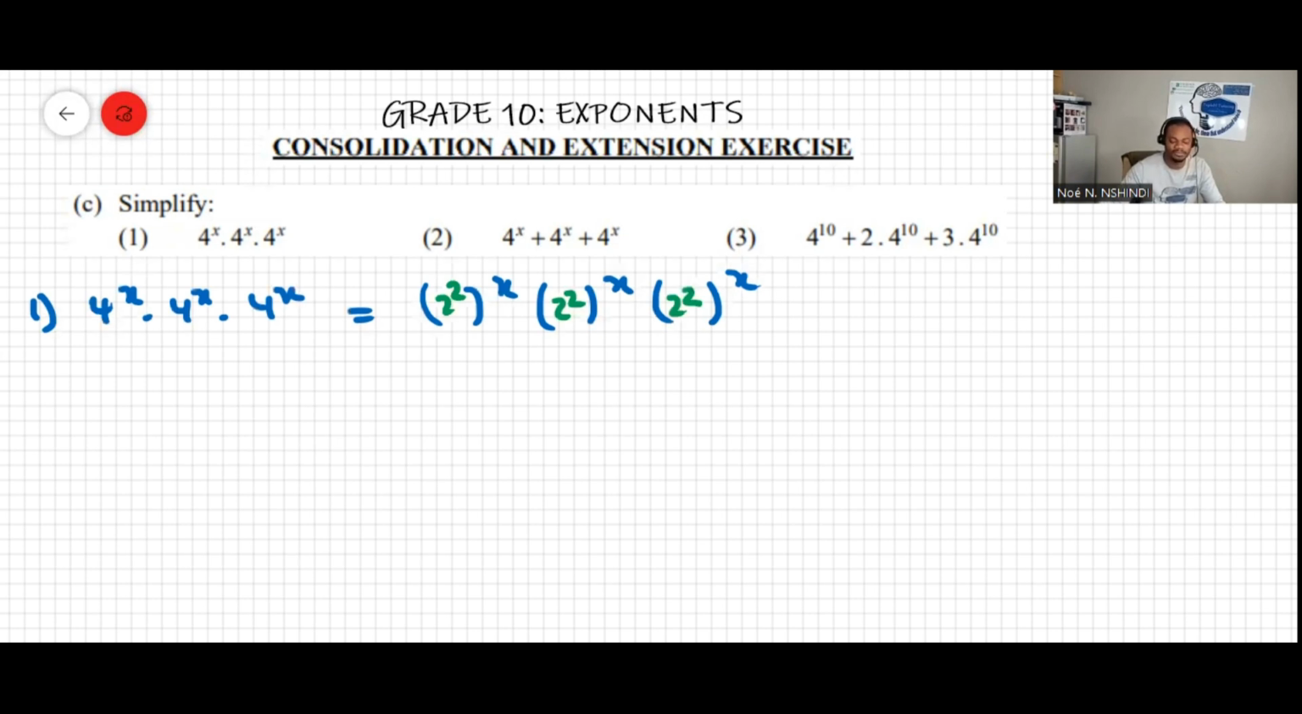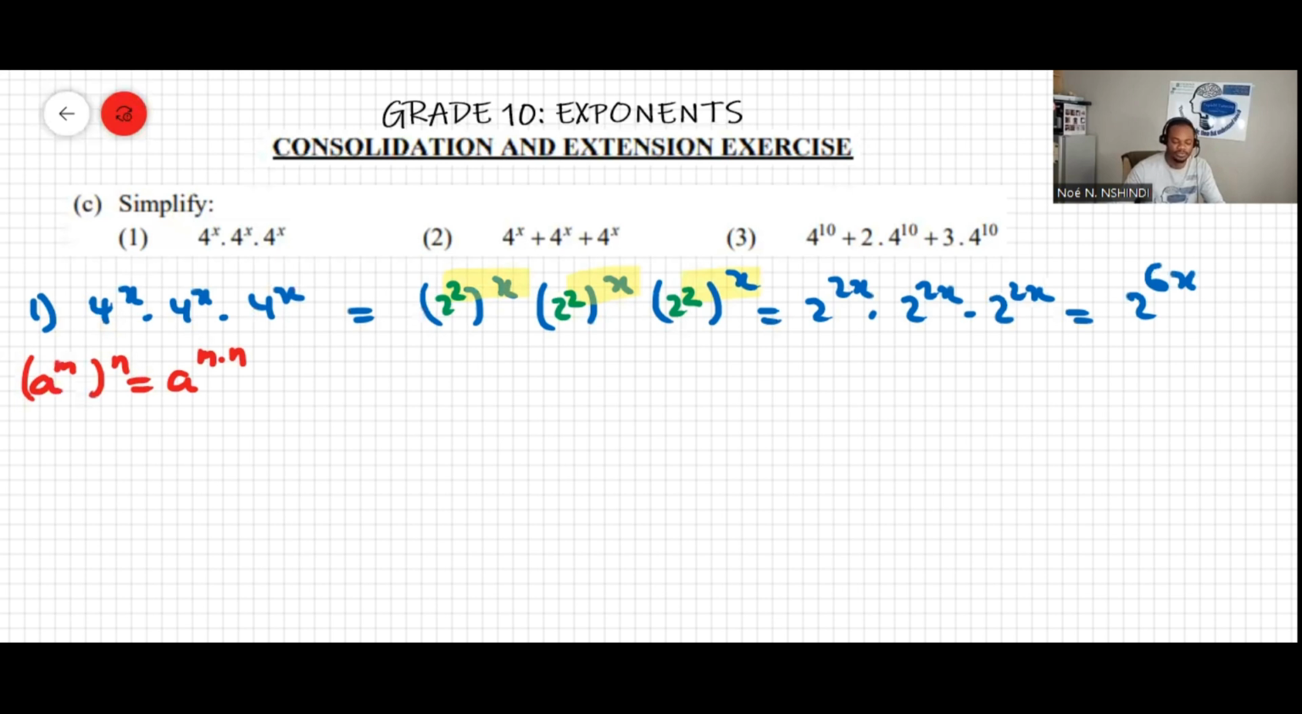Now, if we multiply exponents, because that's one of the laws of exponents that says a to the m raised to the n is just a to the m times n. So this will be equal to 2 to the 2x times 2 to the 2x times 2 to the 2x, and then this is equal to 2 to the 6x, because here we add exponents when we have common bases.